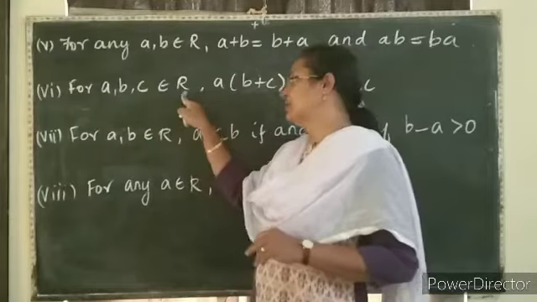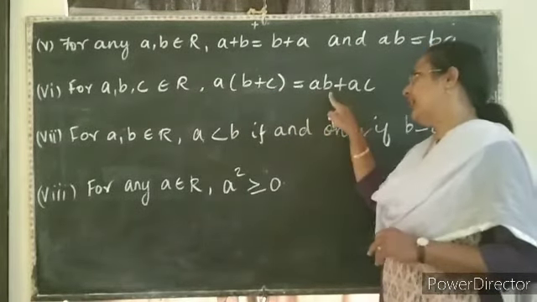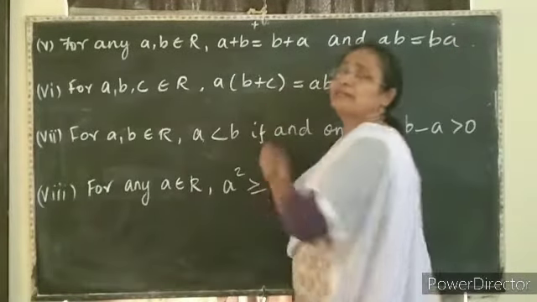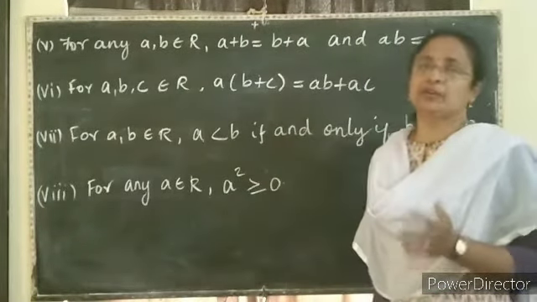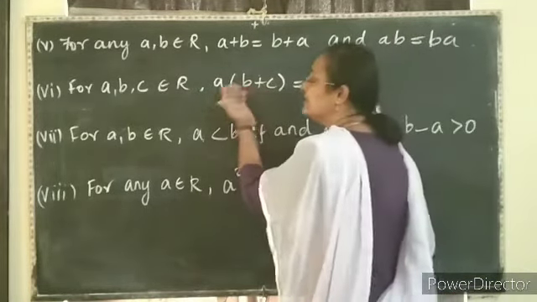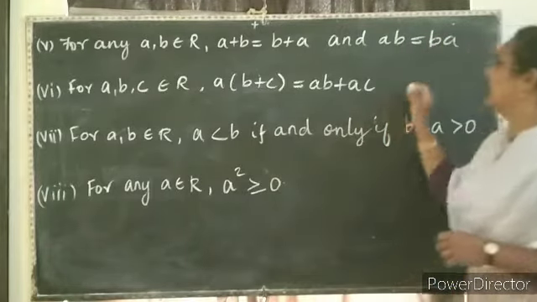a, b, c belongs to R. Now a into (b plus c) is equal to ab plus ac. This property is termed as the distributive property. Already we know this is a distributive property. Now the operation is distributed. Yes or no? Okay. Now let's check this with an example.